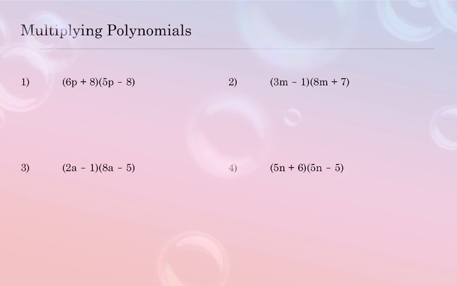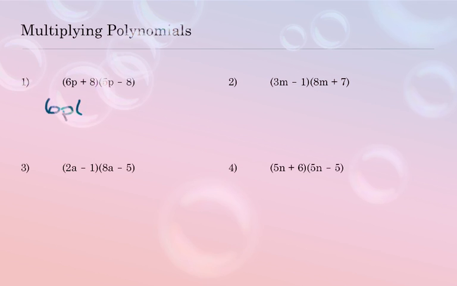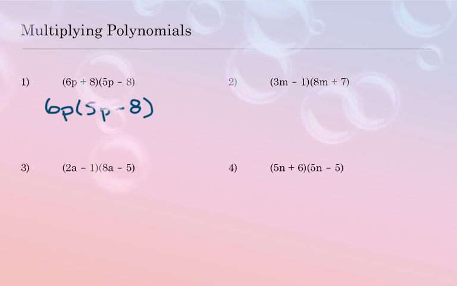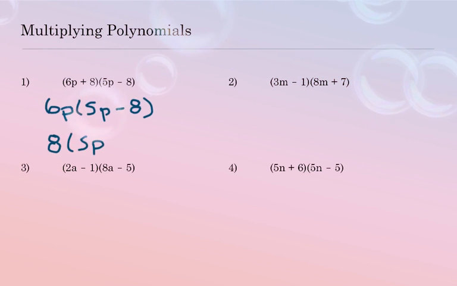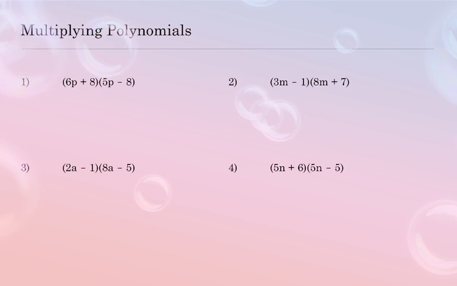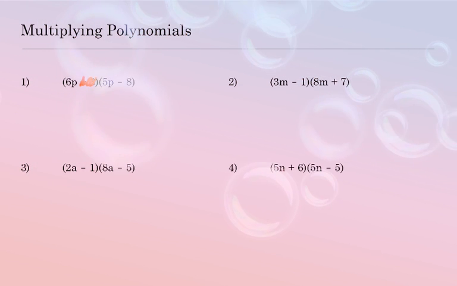So referencing the worksheet you would have just completed on distributive property, right? This is just the same thing as us doing 6p on its own times 5p minus 8, and then adding in 8 times 5p minus 8. Okay, we're just going to do both of those things and add them together. So let's just ignore this little 8 here.